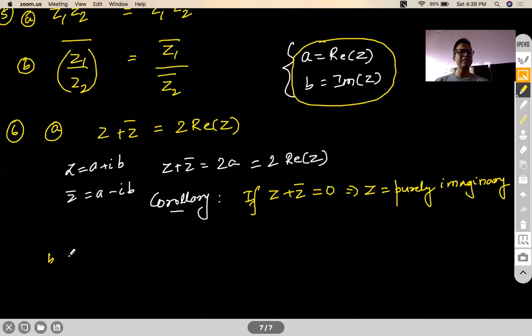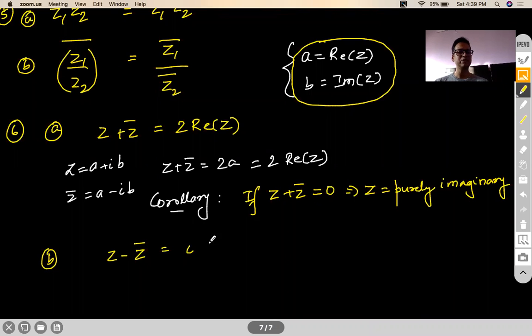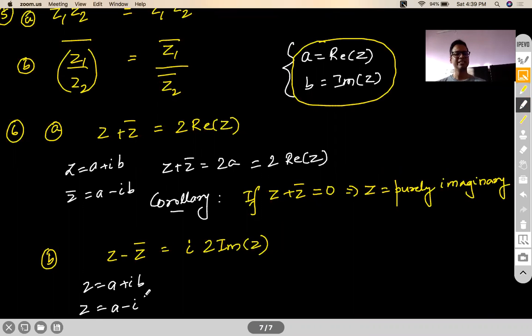B part of this property is, Z minus Z conjugate is actually I times 2 imaginary Z. Again, simple. Let's say Z is A plus IB, Z conjugate is A minus IB. If you subtract Z and Z conjugate, you get 2IB. You can write it as I2B. And I2B means I times 2 times the imaginary part of Z.